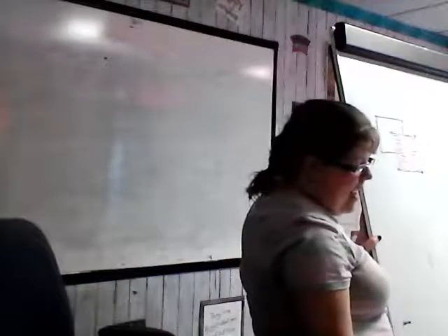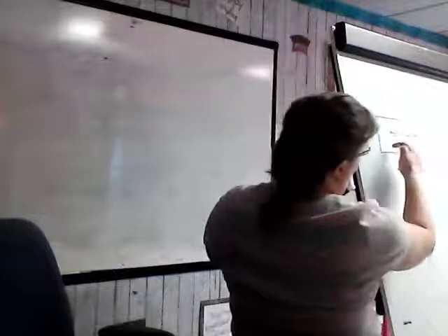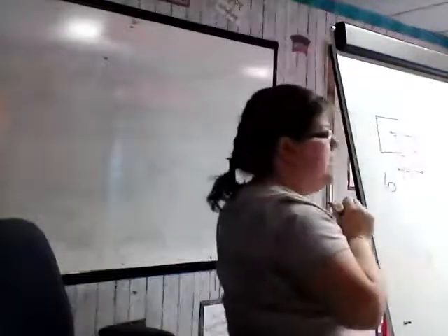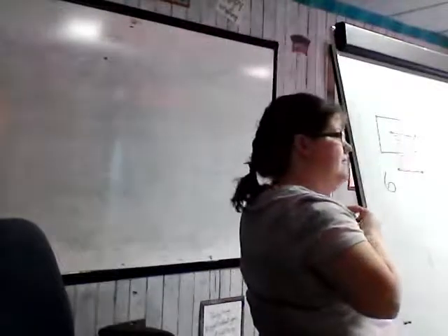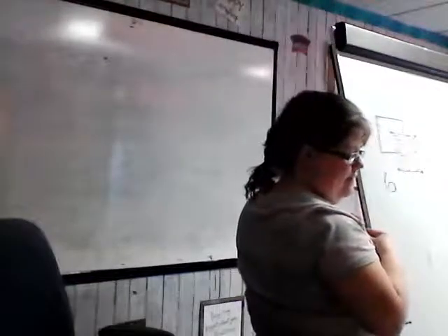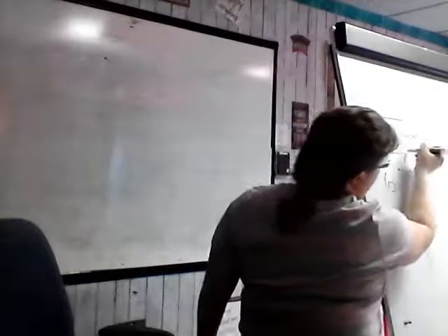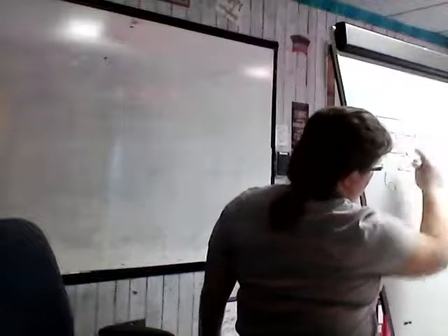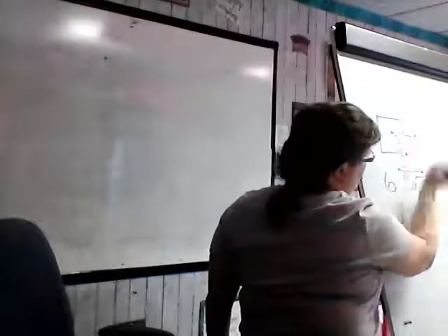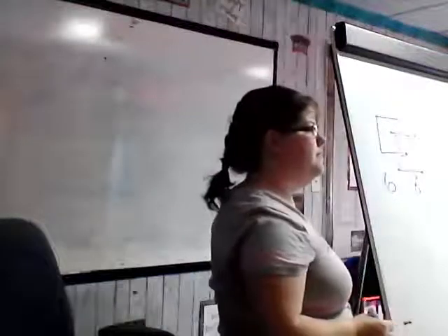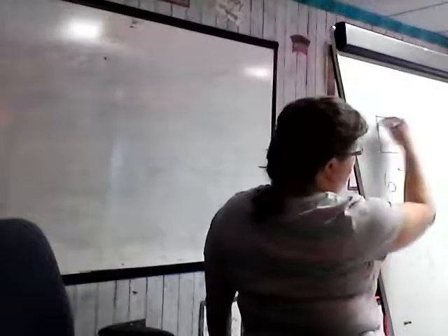A cube has how many faces? 1, 2, 3, 4, 5, and then 1 underneath. So my answer would be 6 faces. It has how many vertexes? So that's 1, 2, 3, 4, 5, 6, 7, and we still kind of got to count the one that's back here that we don't see. So it has 8 vertexes. 8 spots where all my lines meet.